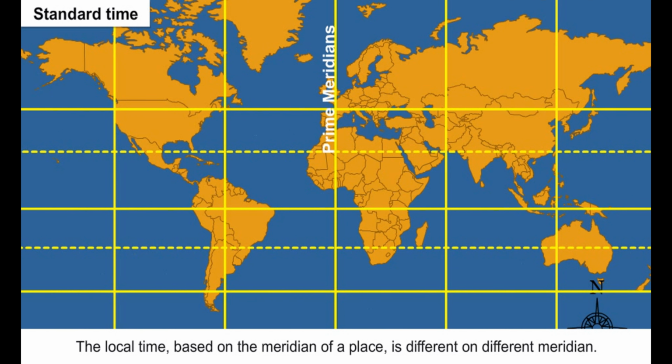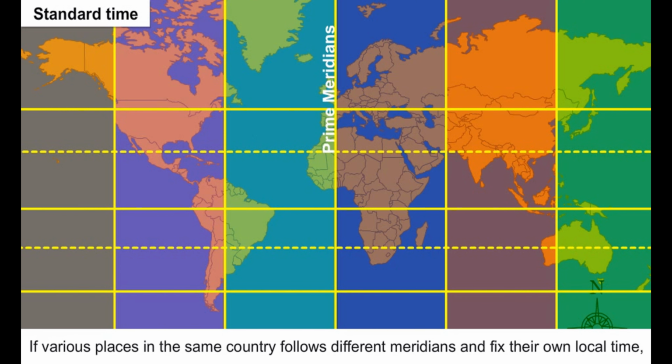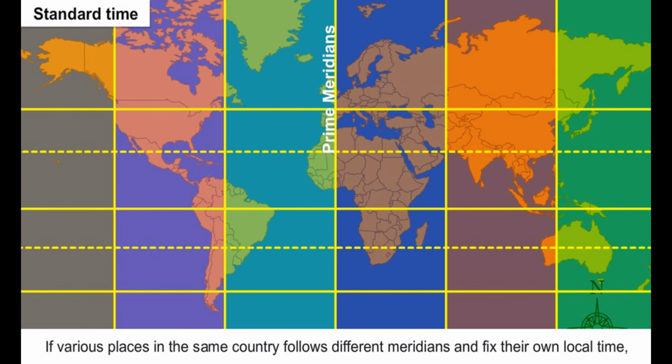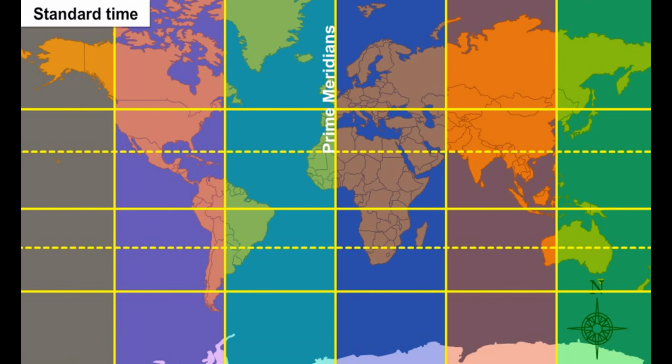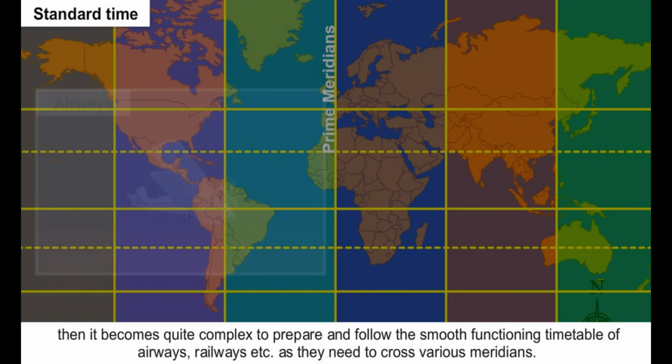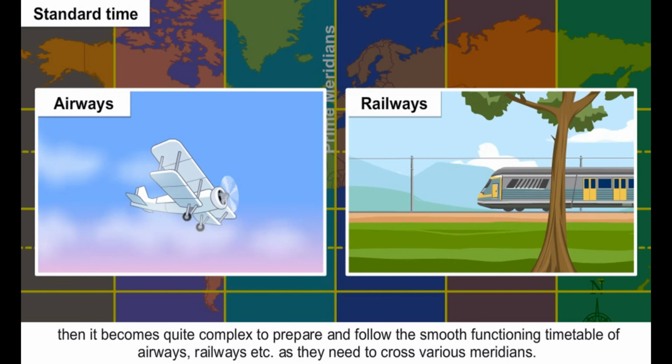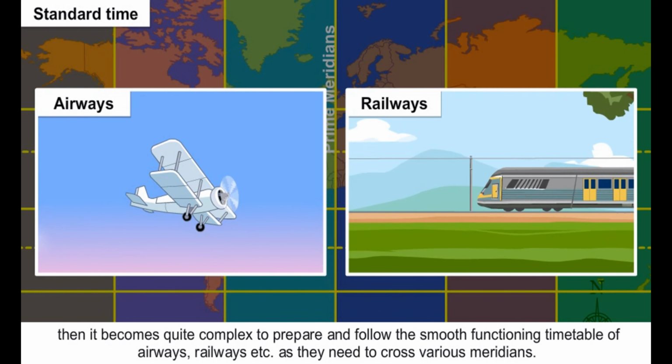Standard time. The local time based on the meridian of a place is different on different meridian. If various places in the same country follow different meridians and fix their own local time, then it becomes quite complex to prepare and follow the smooth functioning timetable of airways, railways, etc., as they need to cross various meridians.